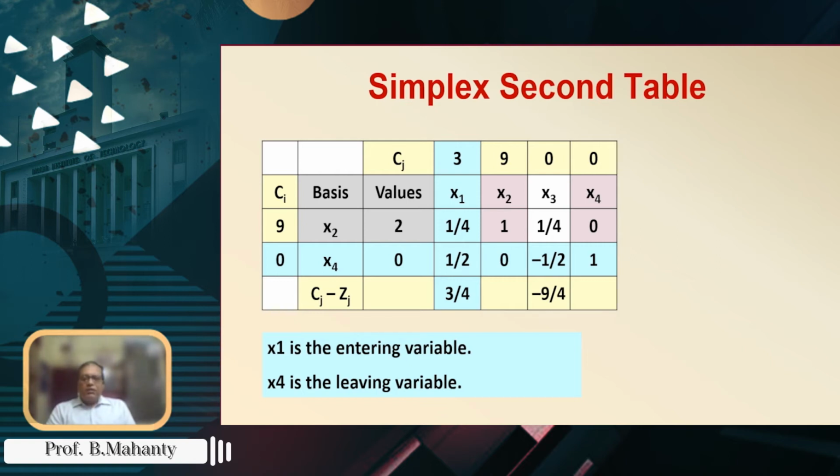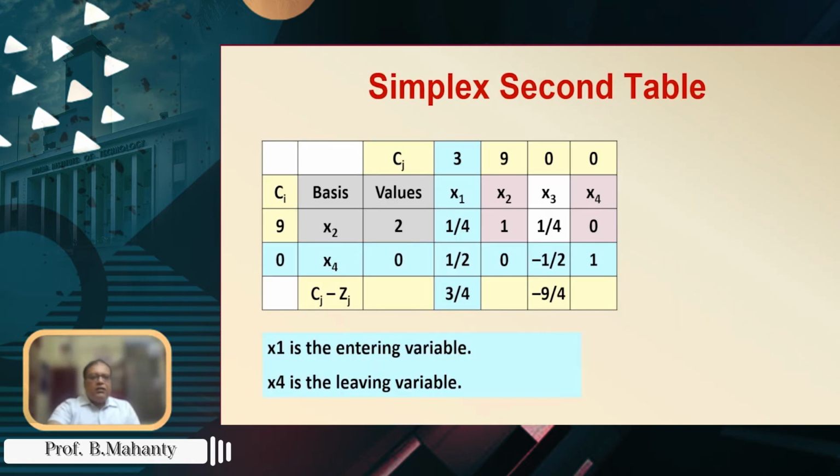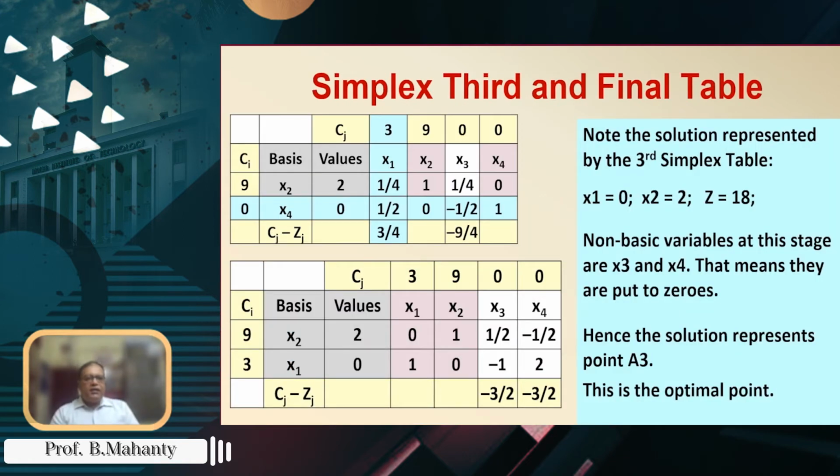So which variables are not in the basis then? x3 equal to 0 and x4 equal to 0. So they are the non-basic variables. So what is really happening? We are moving from the second table, which is showing point A1. We are going to x3 equal to 0 and x4 equal to 0. That means we are going to point A3 from point A1. So this is the point A3.